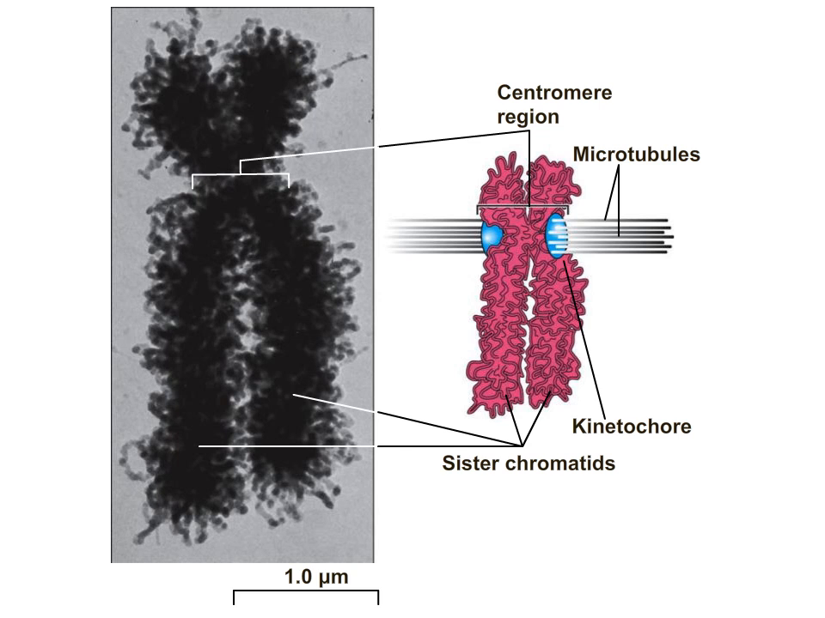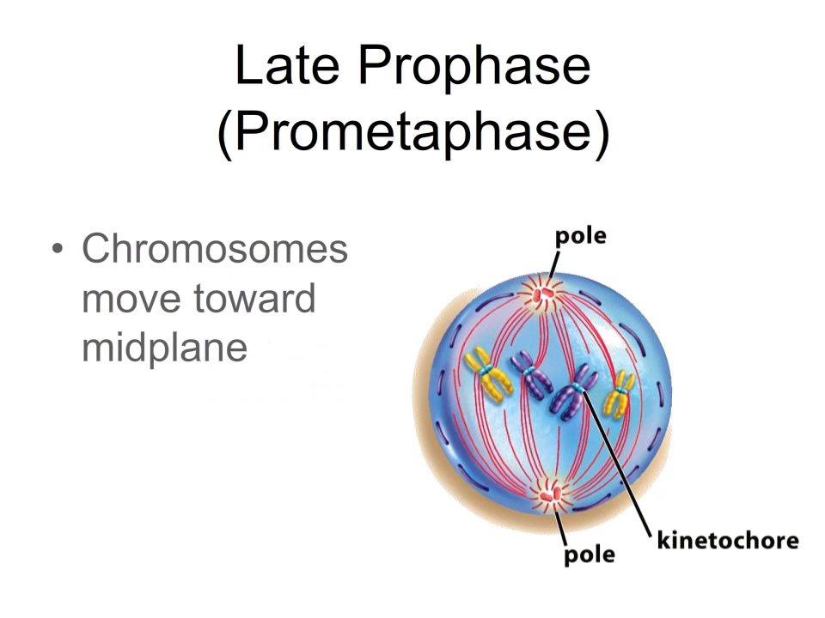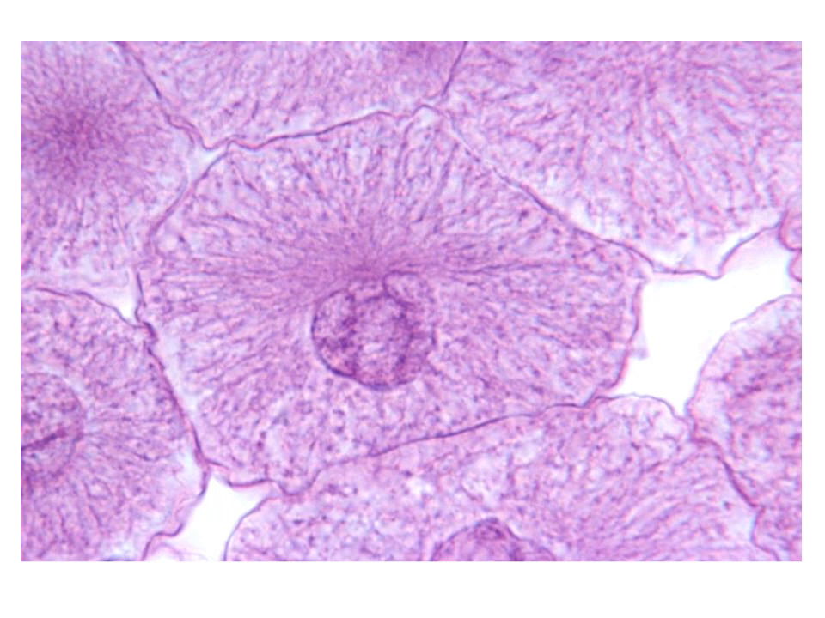Kinetochores and microtubules are not visible in the TEM of the metaphase chromosome on the left. Chromatid orientation is very important, as the microtubules will attach to the sister chromatid facing the pole they originate from. As the spindle nears completion, the microtubules push the sister chromatids to the midplane of the cell. A portion of the spindle microtubules will not attach to the kinetochores of the chromatids, but will later help the cell to elongate.